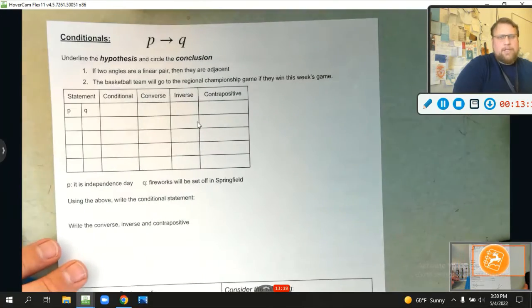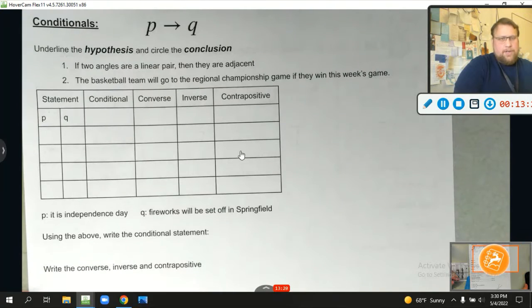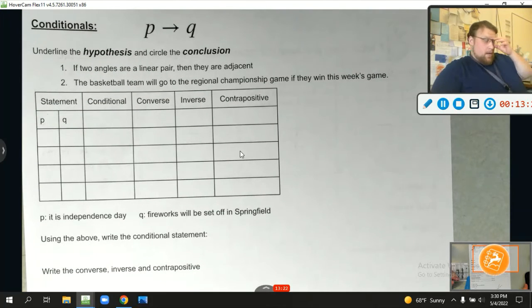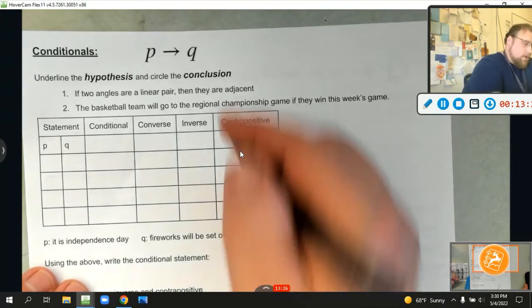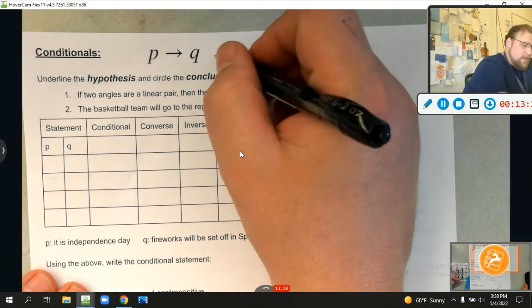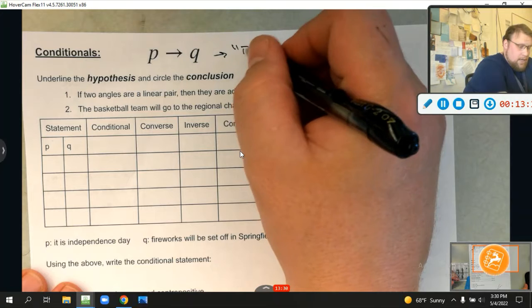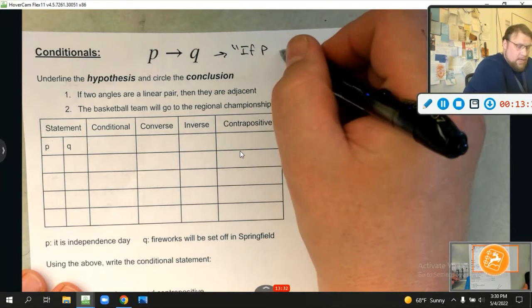We're going to talk about conditionals. Conditionals are a good thing. So, first of all, when we're talking about conditionals, this right here, we would read this. This says, if P, then Q.